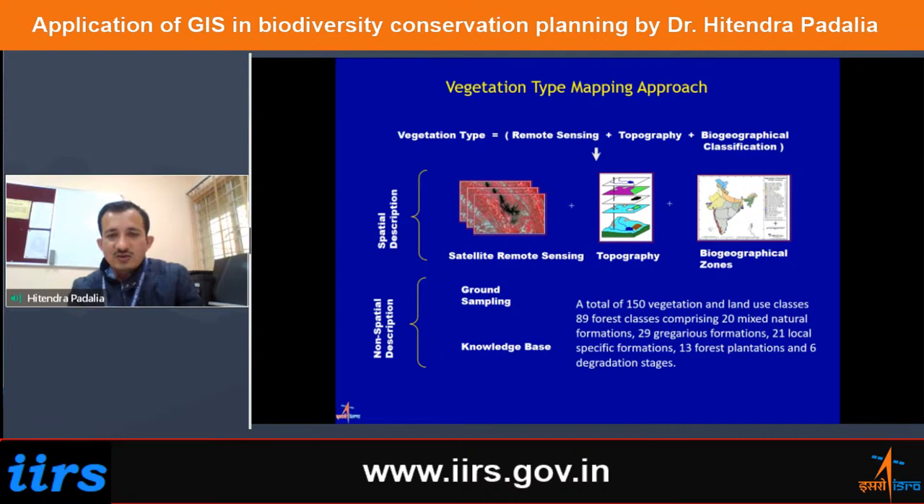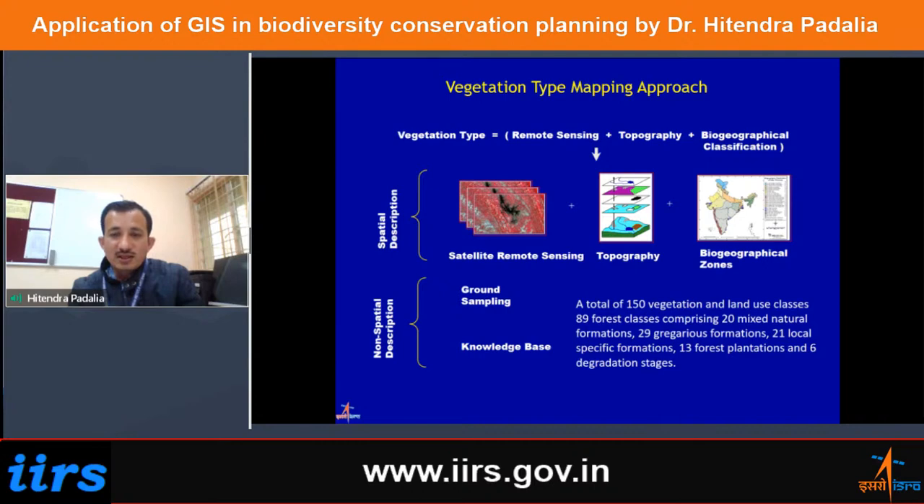Then you also consider topographic information, which is also available from satellite, like digital elevation models. Satellites can provide these, some through radar interferometry and some through stereo data. And then comes the biogeographical zonation. This is also very important.